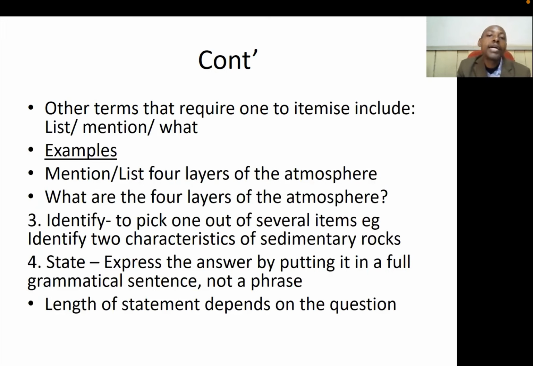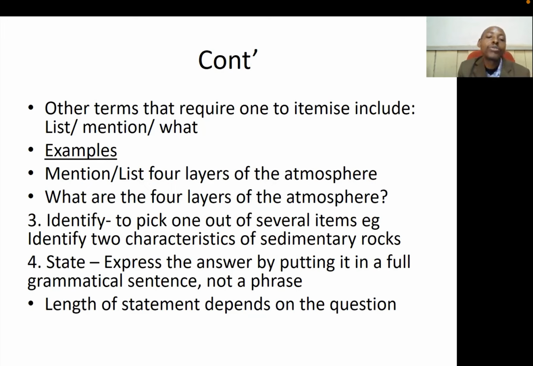Other terms that require one to itemize include list, mention, what. Examples: mention or list 4 layers of the atmosphere. What are the 4 layers of the atmosphere? Then the third term is identify. This requires you to pick one out of several items. For example, identify 2 characteristics of sedimentary rocks. So you just pick out of the 4 main characteristics of sedimentary rocks and list them down. For instance, they are stratified.